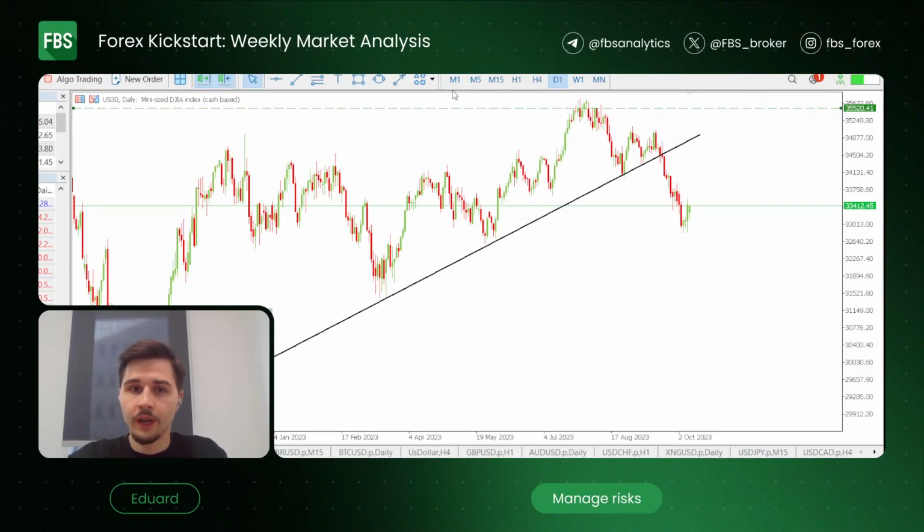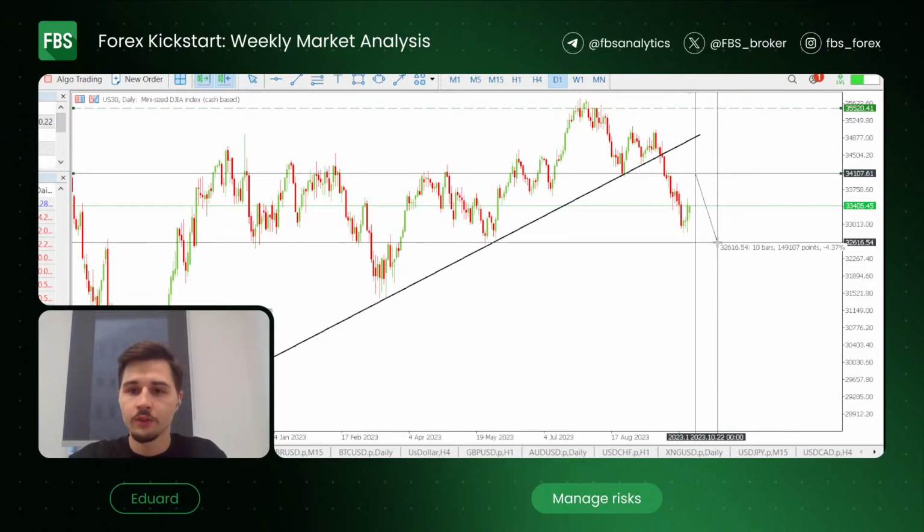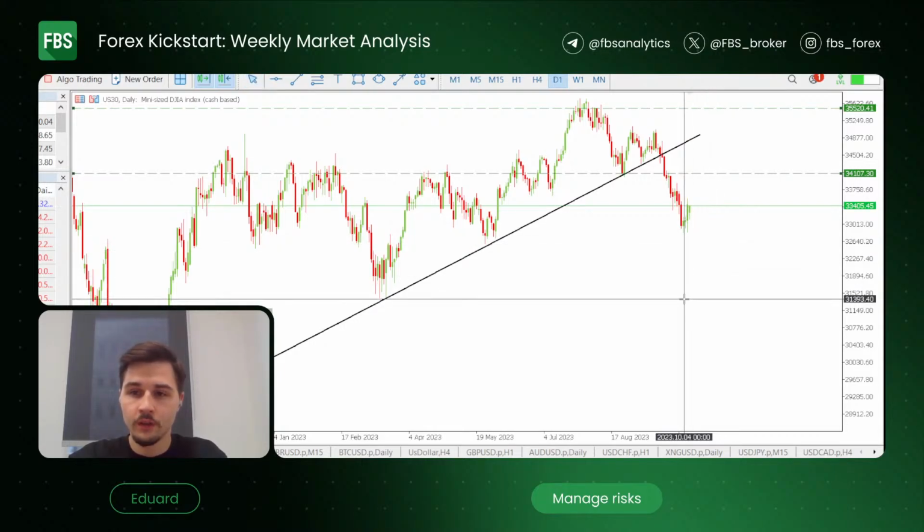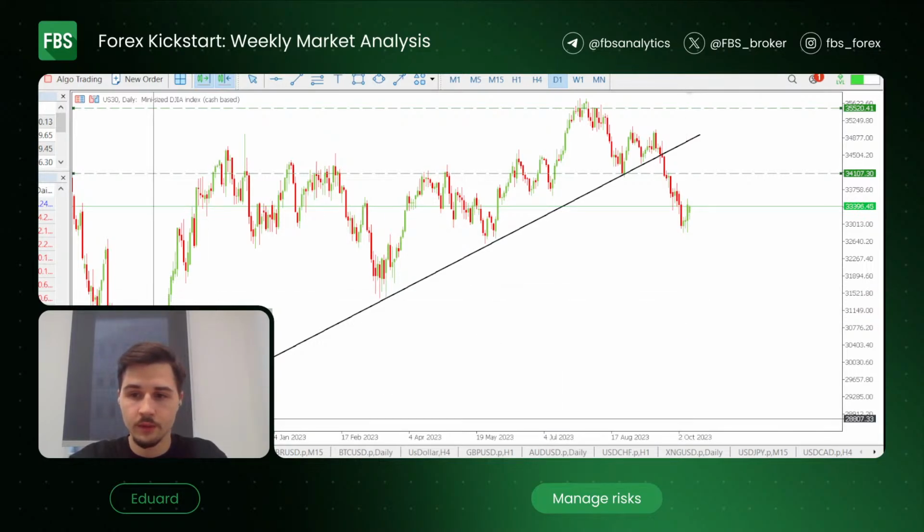If I were a trader of US 30, I would look for a pullback to this level, to the level of 34,100, and then I would open a sell trade with a target of 32.64, 32, 31.5, yeah, maybe 28.8.